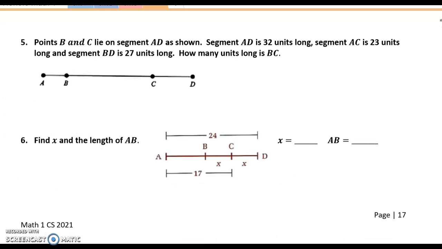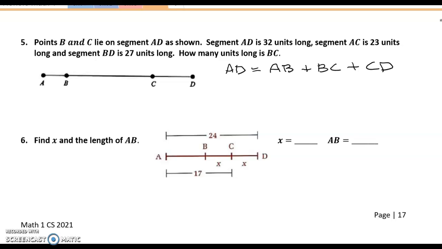I'm going to skip on down to example number 5, where we're given the points B and C lie on segment AD. You're given that segment AD is 32 units long and segment AC is 23 units long, and that segment BD is 27 units long. So we want to find the length of BC.